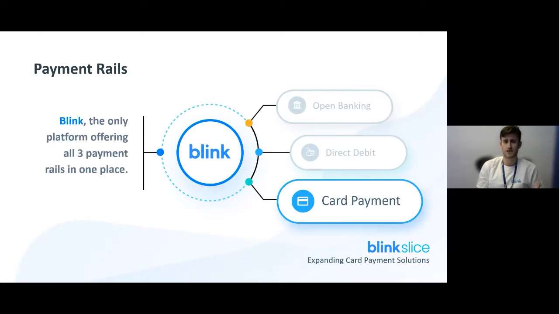So as we've previously spoken about, Blink's the only platform able to offer you 3 payment rails in the same place. Payment rails is a fancy word, I know, but what does that mean? Well, what it means is you can allow your customers to pay you, not just via card payment, but also through open banking transfers and also direct debits. These webinars previously are available on demand through our website and on our LinkedIn pages.